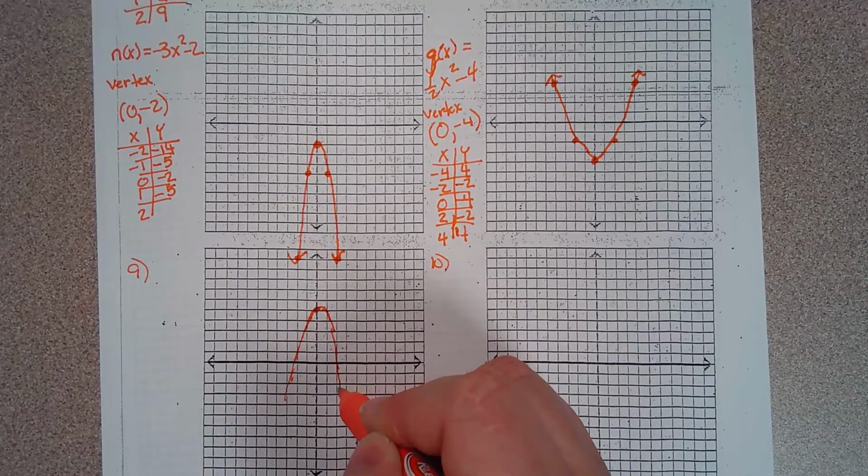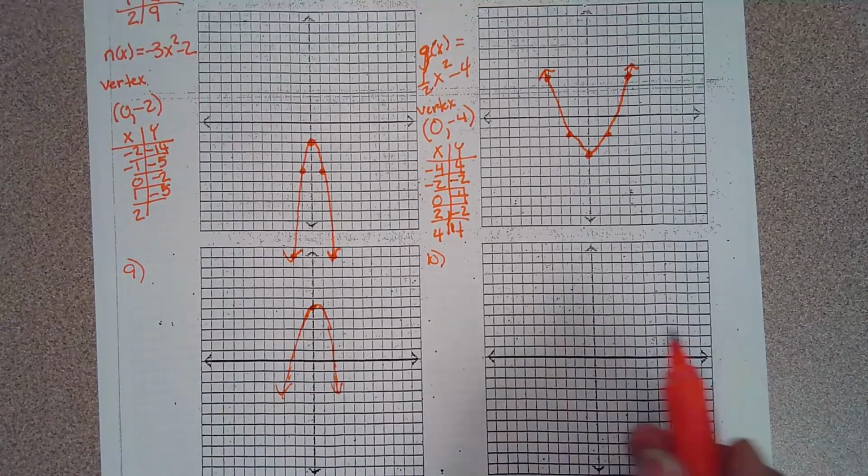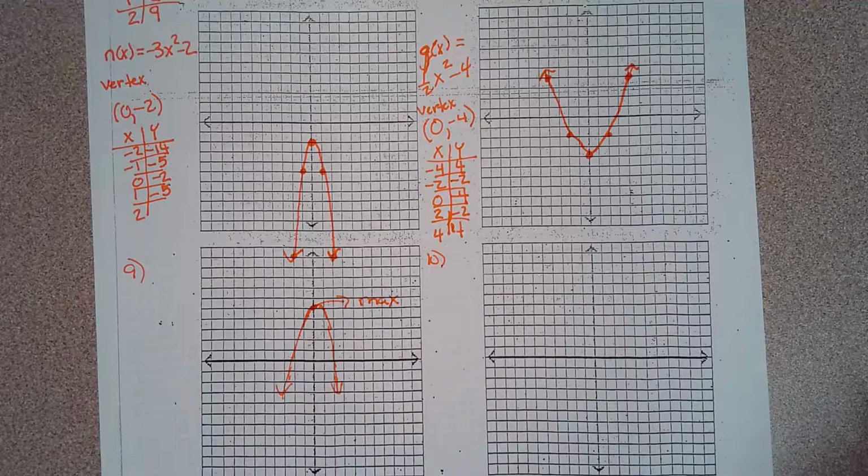Remember, it says sketch it, so we're not looking for anything there. So that is the maximum point, by the way. The max point is when the point of the vertex is the highest in the sketch.